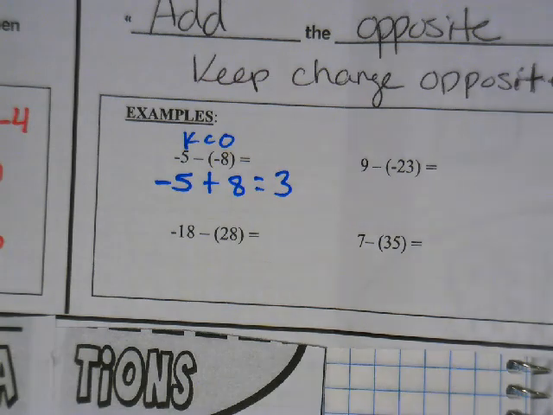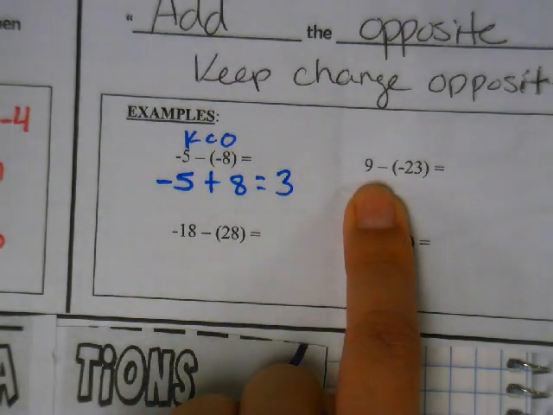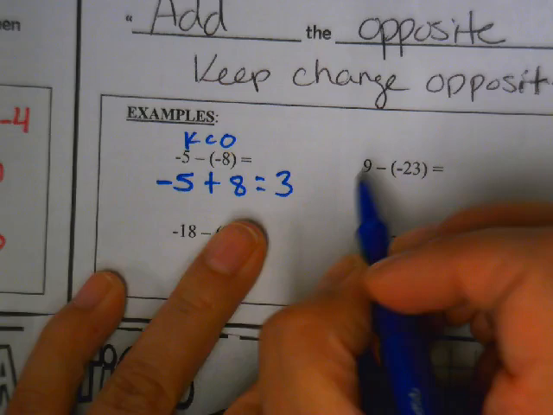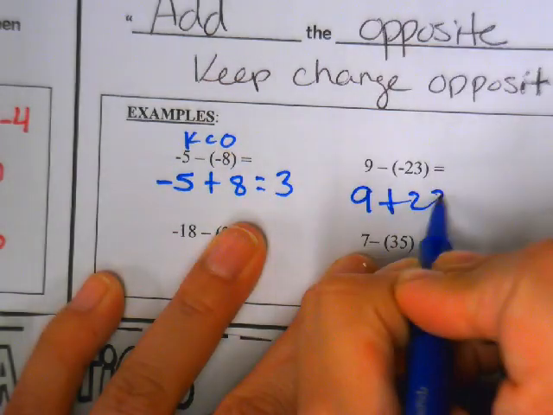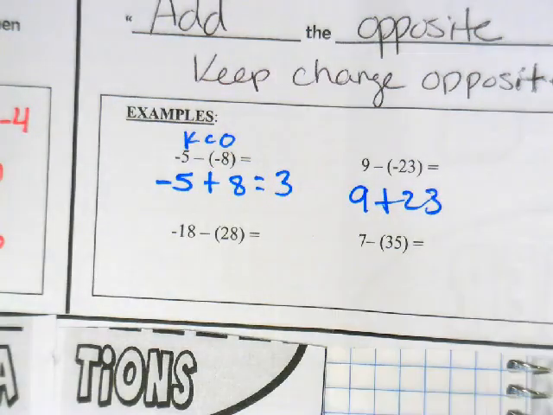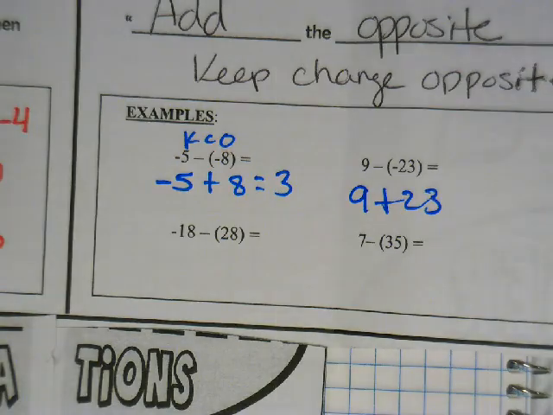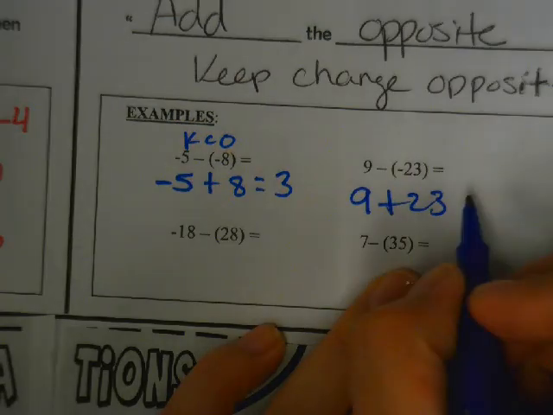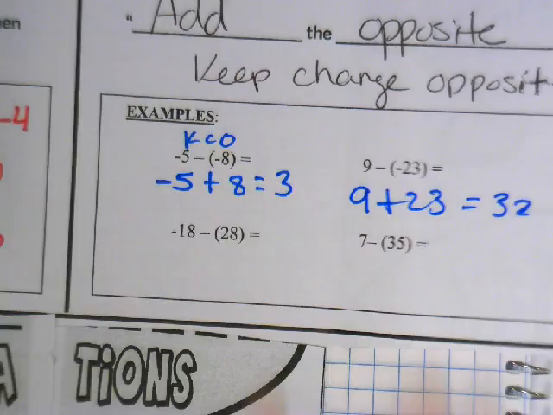Eldon, how do I rewrite this one, the one that starts with a 9? 9 plus 23. Now I have 9 plus 23, a second grade problem. What is 9 plus 23? 32, very good.